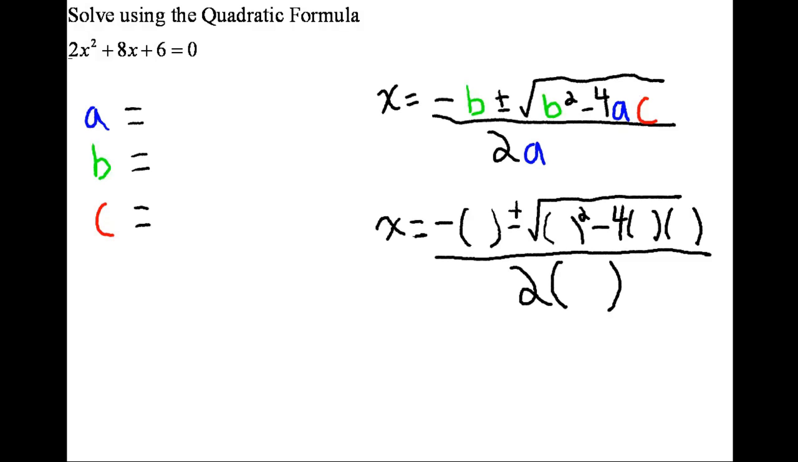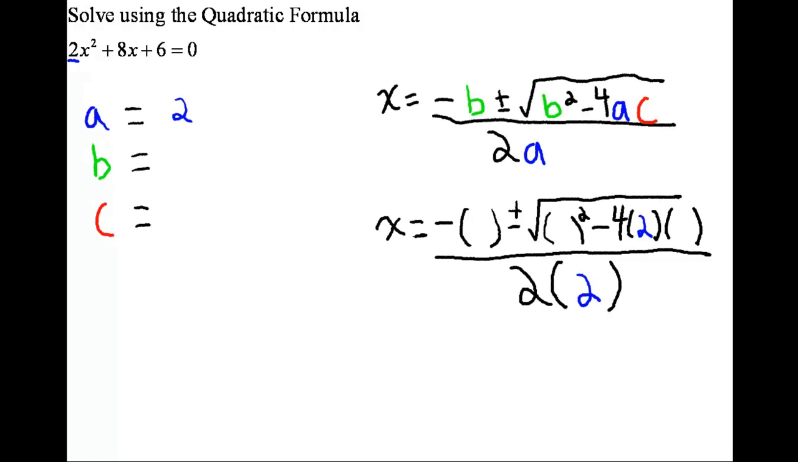A is going to be the coefficient of the quadratic term. So this is A. This is the quadratic term because we have x squared. Now it's just 2, not the x. You should never have any variables down here because it's the coefficients of these terms. So 2 is the coefficient of the quadratic term. Anywhere I see a blue A in this formula, I'm going to put a 2 here and a 2 here.